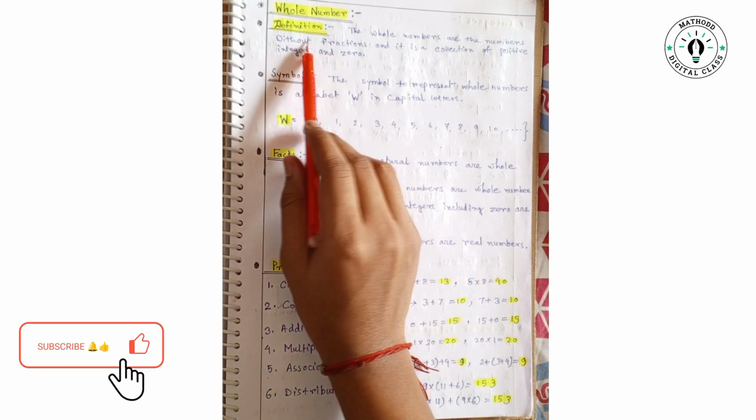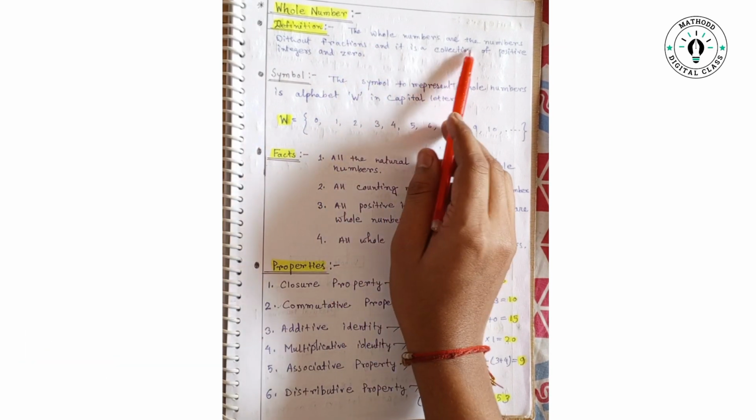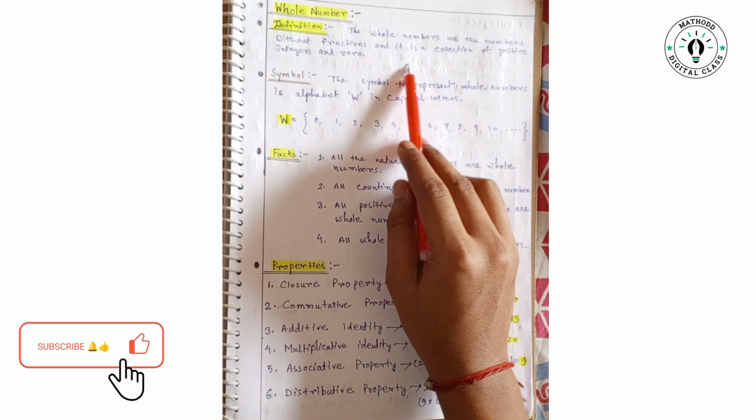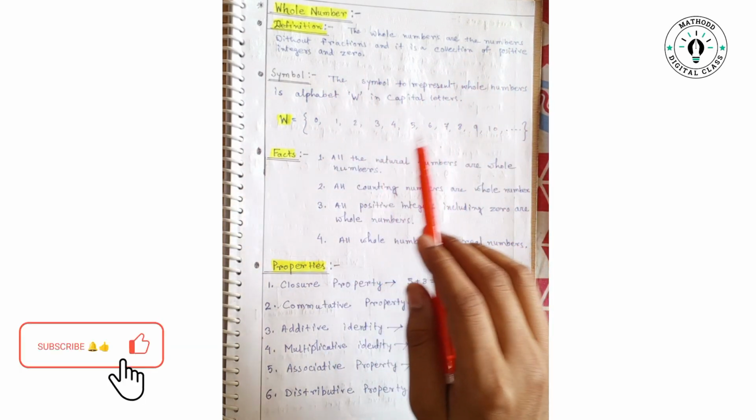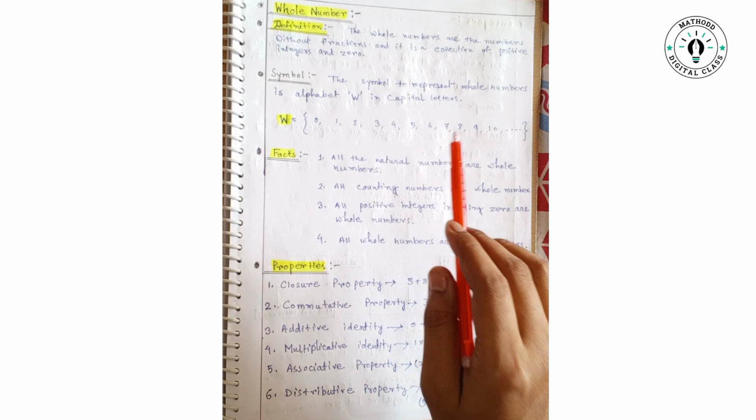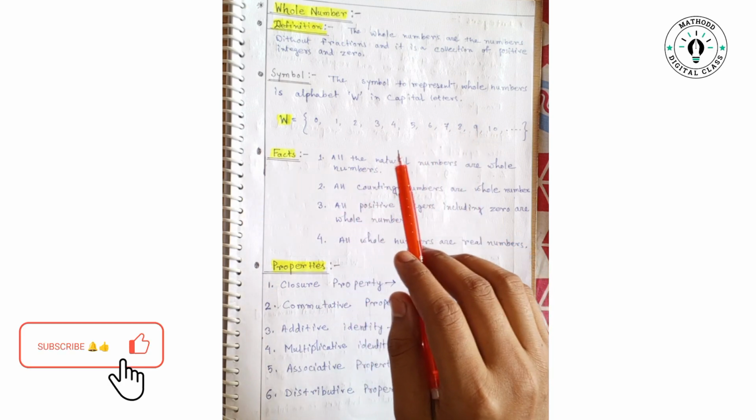The first point is definition. Whole numbers are numbers without fractions, and they are a collection of positive integers and zero. It means 0 is included in whole numbers.